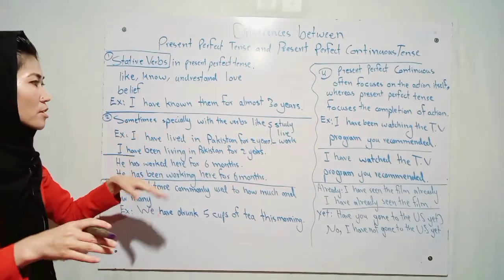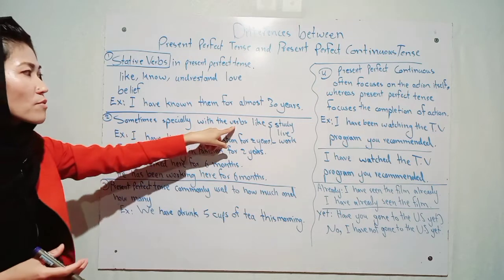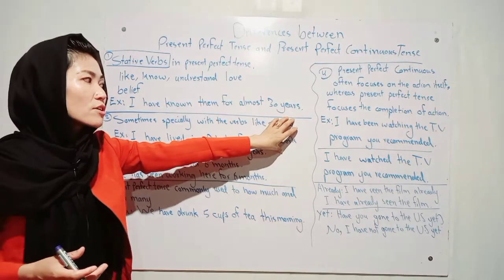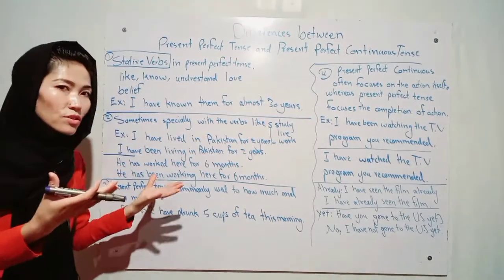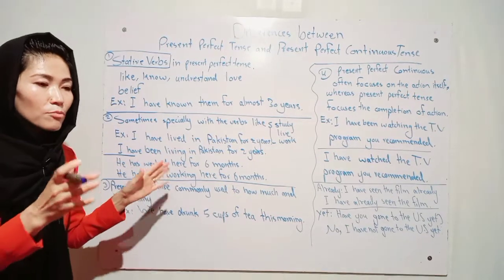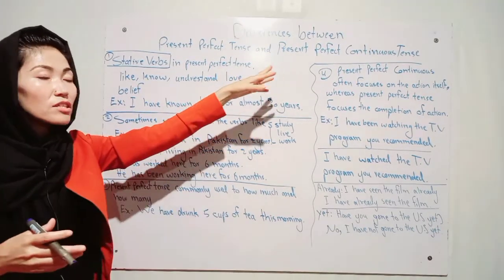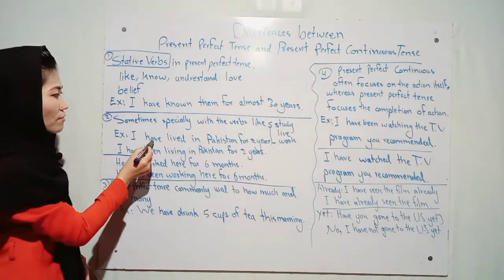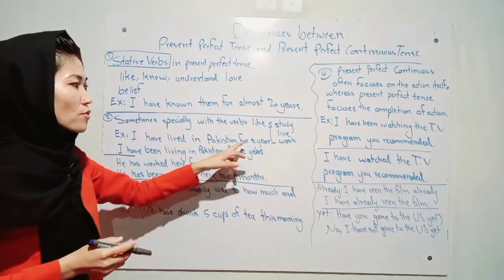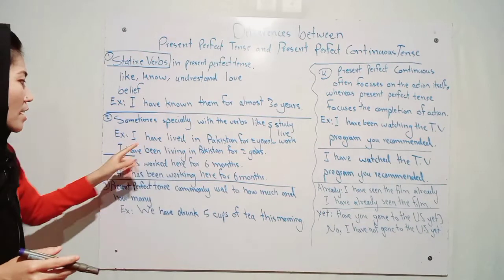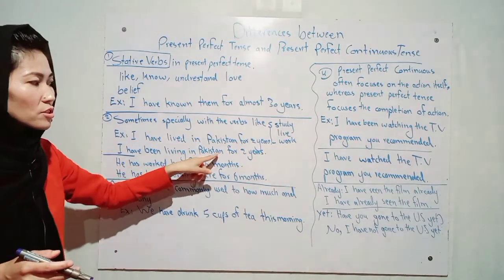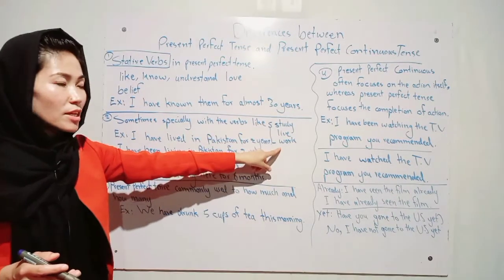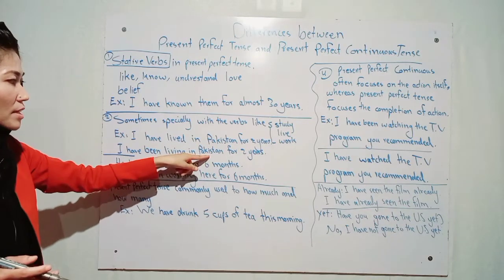Rule number 2: sometimes, especially with verbs like study, live, and work, if we use them in both tenses, in present perfect tense and in present perfect continuous tense, they have similar meaning. For example, I have lived in Pakistan for 2 years, or we can say, I have been living in Pakistan for 2 years. Both have the same meaning for such verbs.